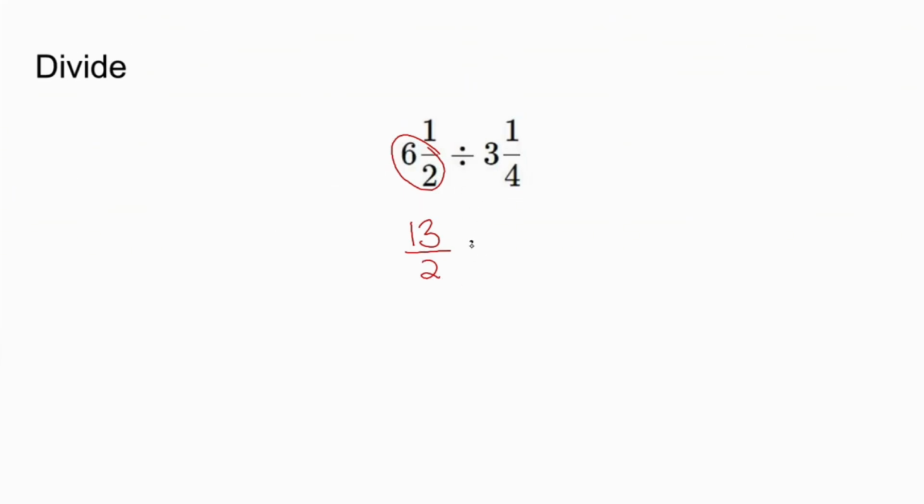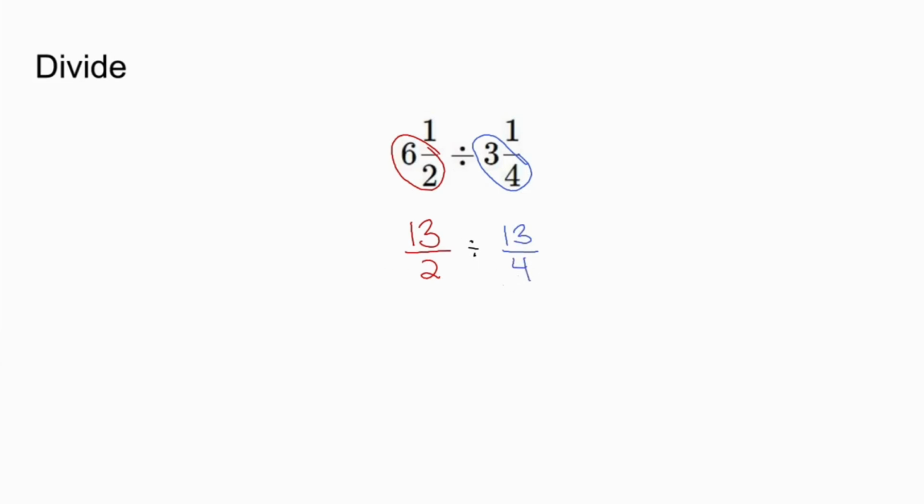Now drop down that divided by sign, and let's do the same exact thing with 3 1/4. Take that 3 in front and multiply it to your denominator of 4. So 3 times 4 is 12. 12 plus 1 is going to be 13. So we get 13 over 4 this time.